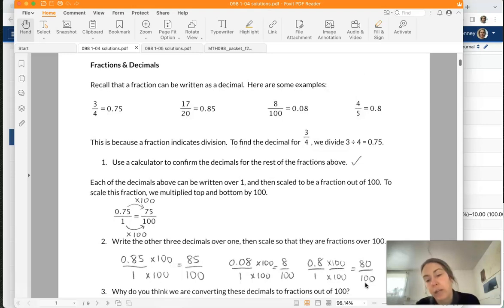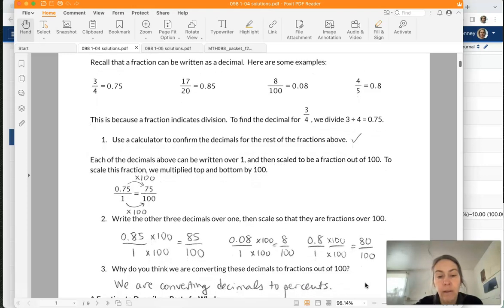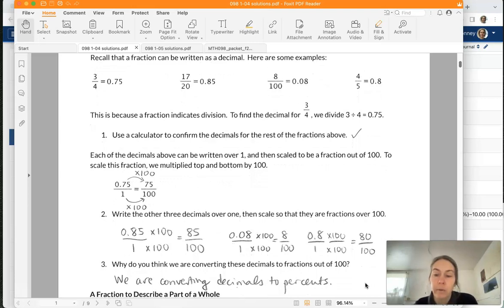Why do you think we are converting these decimals to fractions out of 100? Because we're going towards percents. We're converting the decimals to percents. And I'm sure you've learned this a bunch of times. My goal is simply to review and to make it intuitive to you so that you don't feel like it's a rule you're memorizing, but rather that you just remember part over whole. And when you're talking percent, it's something out of 100.